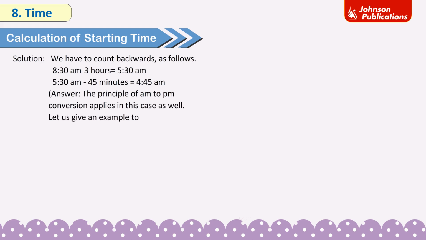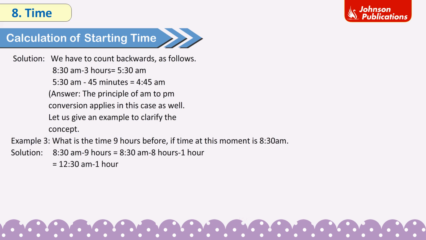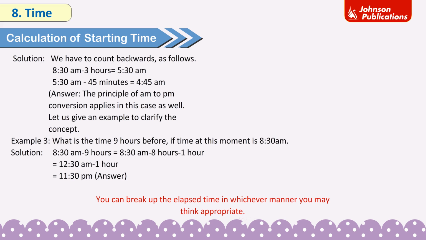Let us give an example to clarify the concept. Example 3. What is the time 9 hours before if the time at this moment is 8:30 a.m.? Solution. 8:30 a.m. minus 9 hours equals 8:30 a.m. minus 8 hours minus 1 hour, which is equal to 12:30 a.m. minus 1 hour, which is equal to 11:30 p.m. Answer. You can break up the elapsed time in whichever manner you may think appropriate.